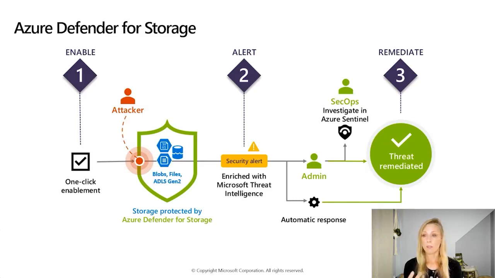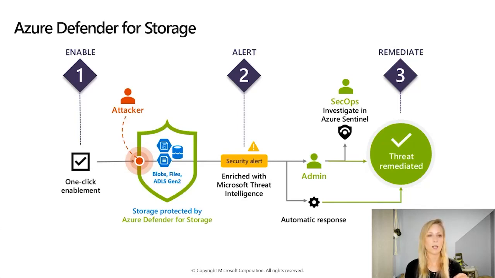Maybe we see suspicious access patterns. So someone's accessed our storage account from a Tor exit node or from an IP considered suspicious by our Microsoft Threat Intelligence. Perhaps we're seeing other suspicious activities, like a large, unusual amount, or an anomalous data extraction or change of access permissions. We can even trigger on upload of malicious content.